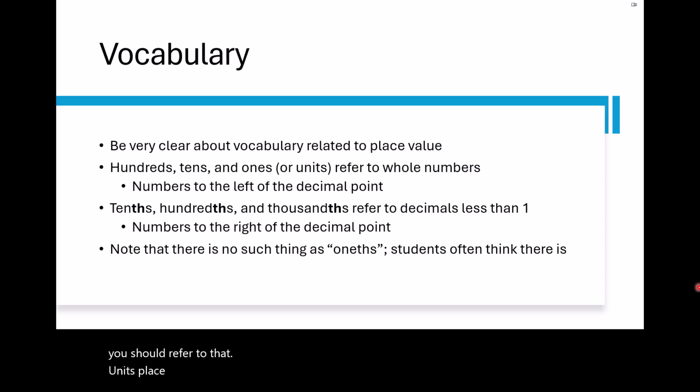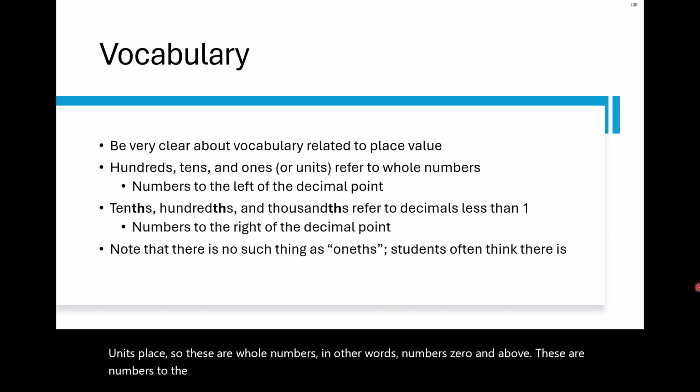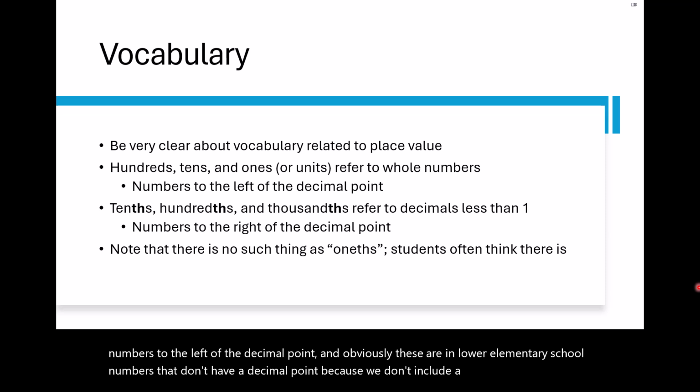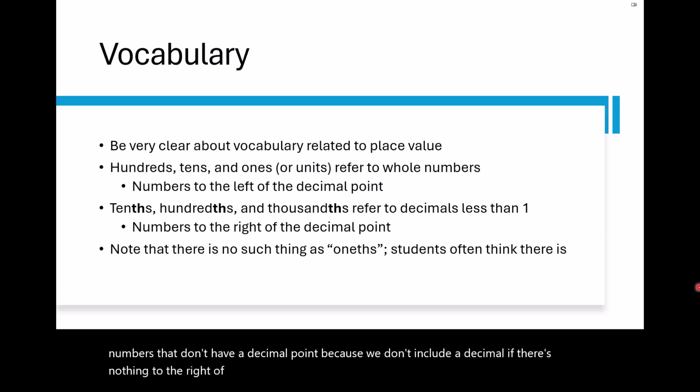So these are whole numbers. In other words, numbers 0 and above. These are numbers to the left of the decimal point. And obviously these are, in lower elementary school, numbers that don't have a decimal point, because we don't include a decimal if there's nothing to the right of the decimal point.